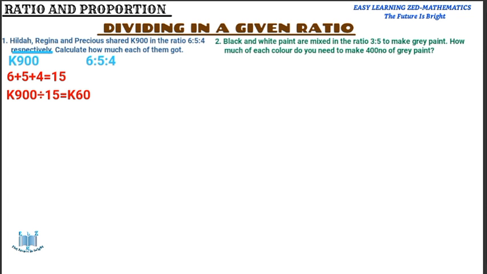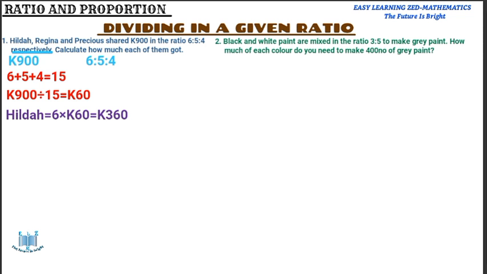So Hilda is getting 6. Let's start by writing her name, Hilda. Her share is 6. Hilda is getting 6 shares, so we write 6 there. Then we multiply it by the worth of one share, which is 60 kwacha. When you multiply 6 by 60 kwacha, it gives you 360 kwacha. So this is the amount Hilda got from 900: 360 kwacha.